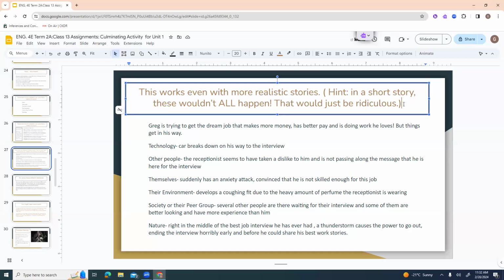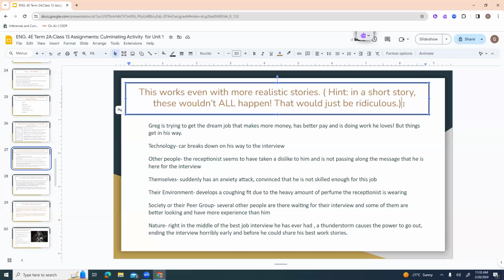I guess what I'm trying to point out is there are real life obstacles that we all face. We just don't often think of them as the kind of obstacles you can write a story about, but you absolutely can, right? Society or their peer group. Maybe there are several other people there waiting for their interview too. And he's getting kind of worried.